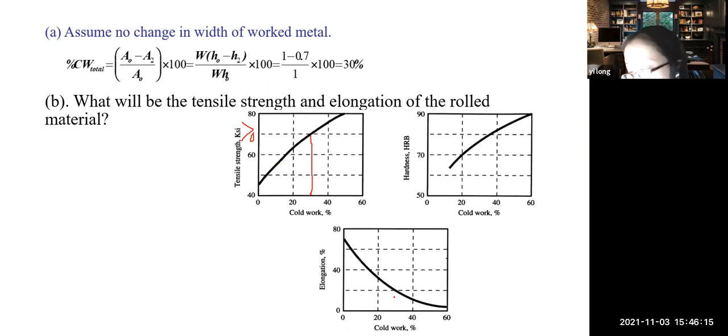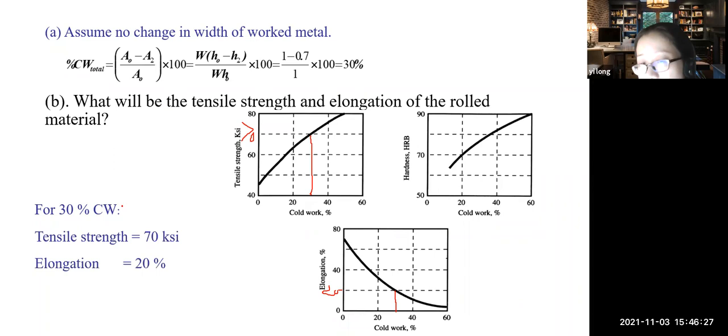And also if you do this, then you know the elongation is about 20. Am I correct? So very simple, right? So for 30% of cold work, the tensile strength is 70 KSI. Don't worry about the unit, you just keep it, because anytime you need to do the conversion, check online, it is always available. Very simple. Elongation is about 20%. So that's what we said here.